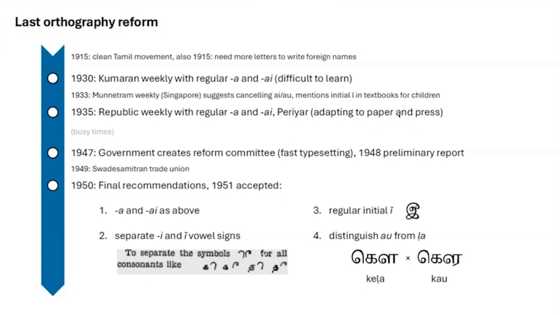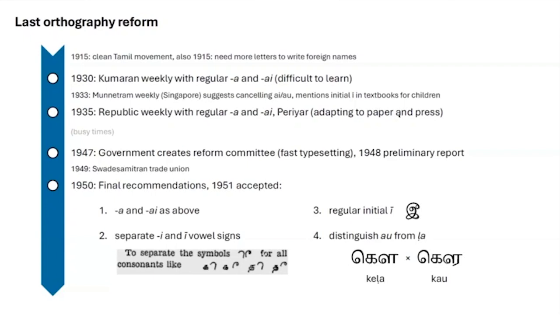So now there's a bit of a silence because India was a bit busy. They tried to impose the Hindi language on them. Then there was war, and then there was independence of India. So they didn't have much time to deal with orthographic reforms.